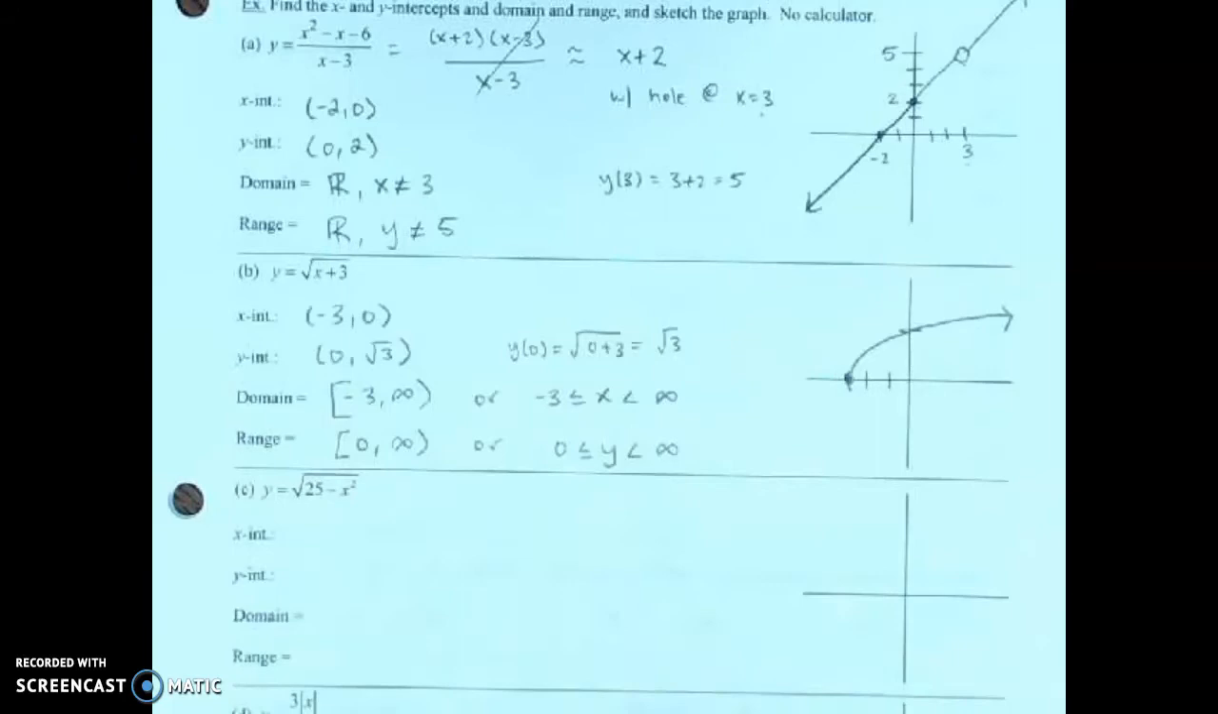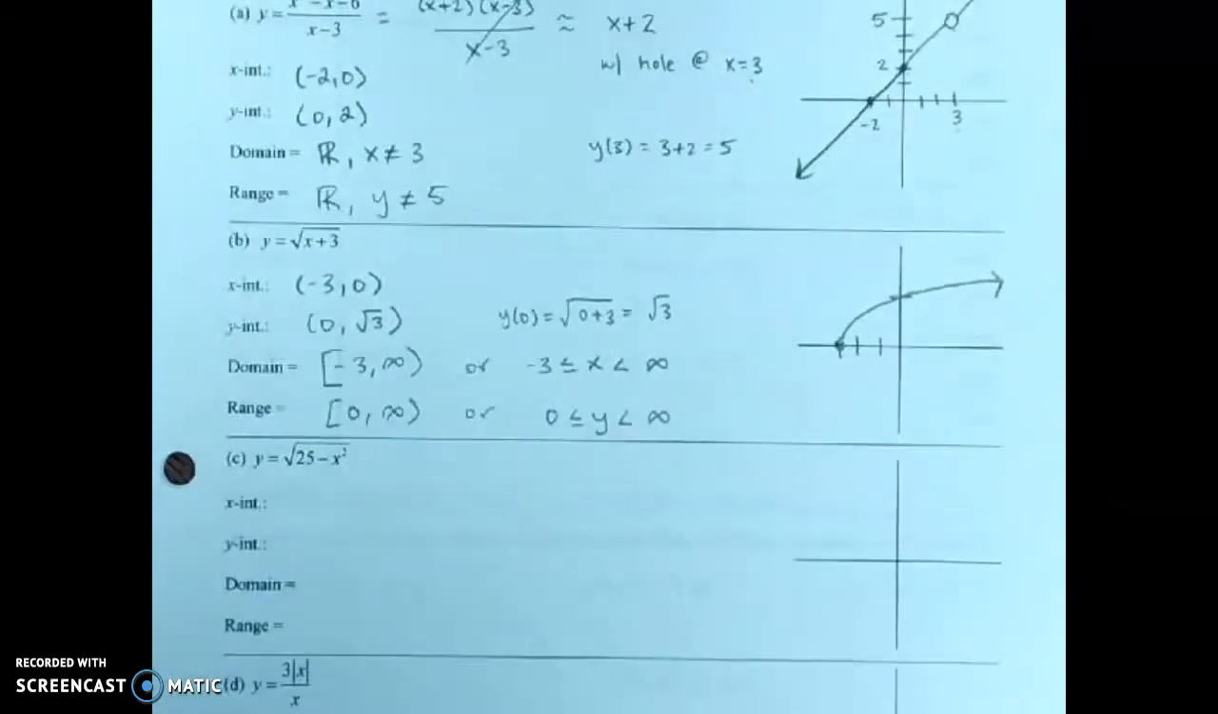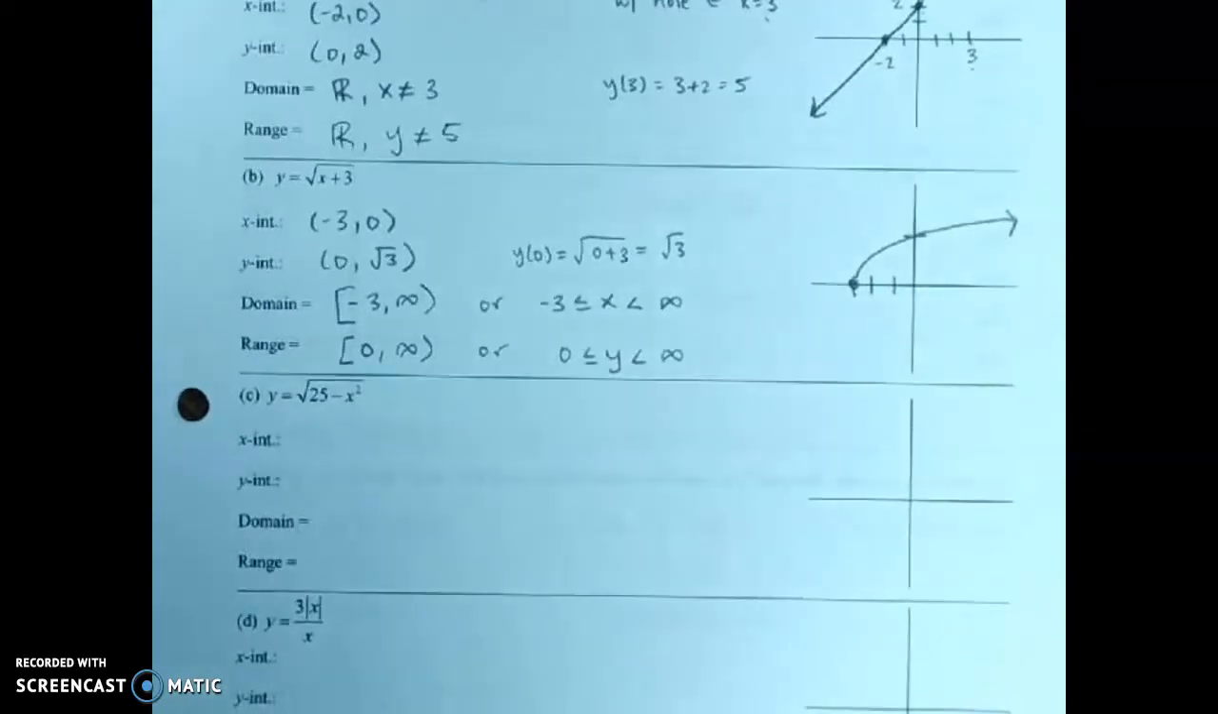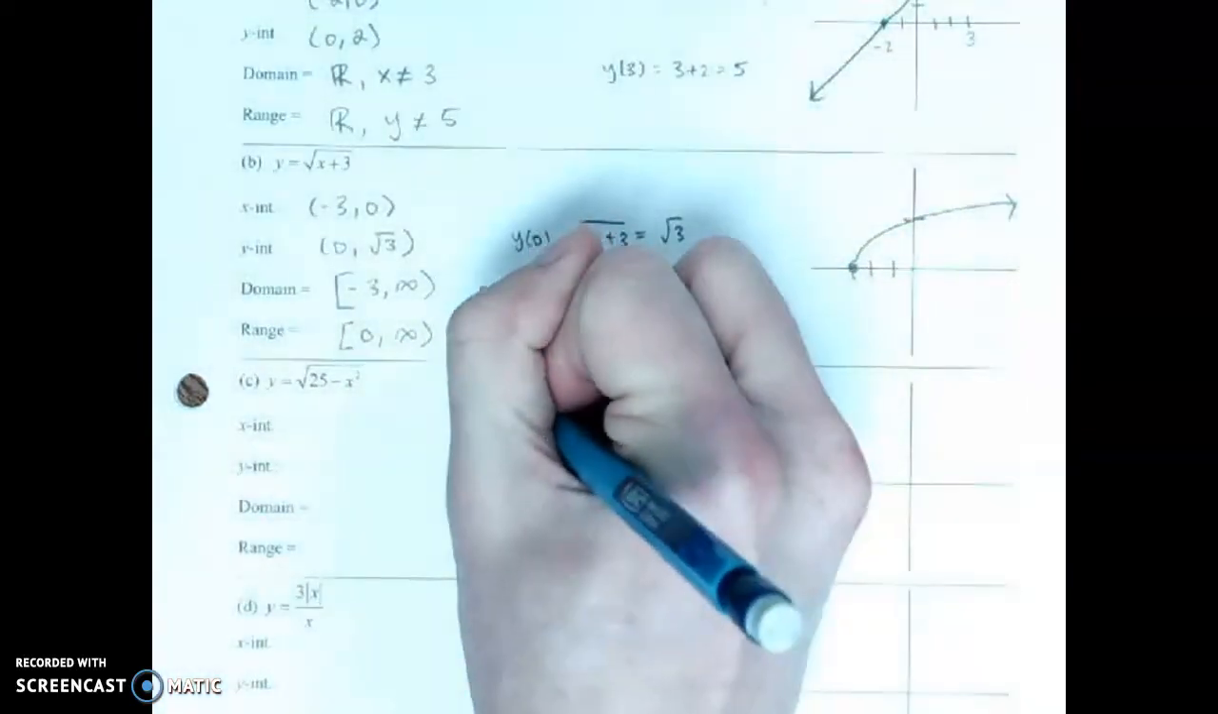So the first two should be pretty quick. Now we're going to look at this next one, which is probably the first one that you may have a little bit of difficulty with. And to kind of see where this graph is coming from, let's go back and hit a little bit of geometry.